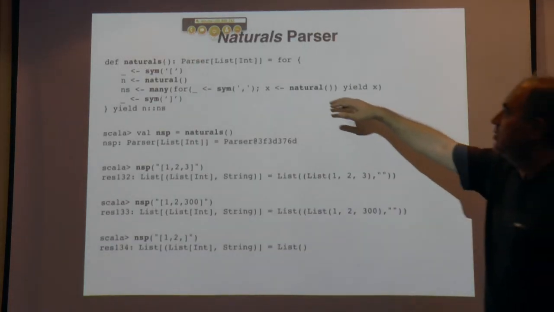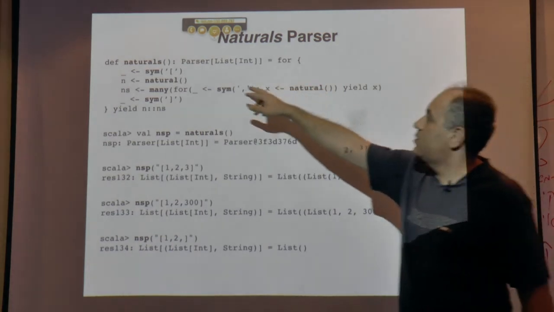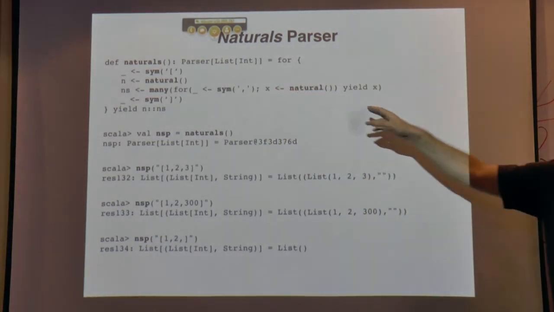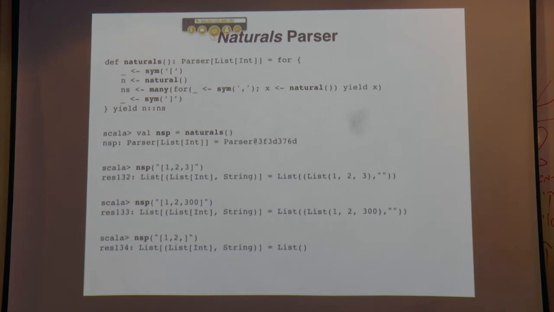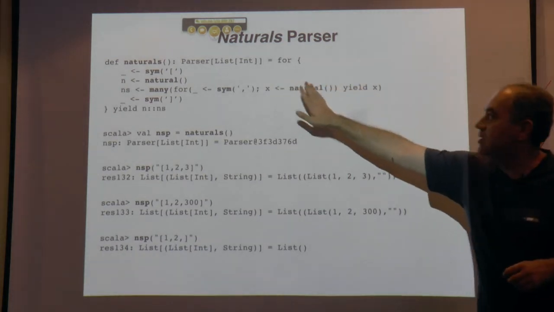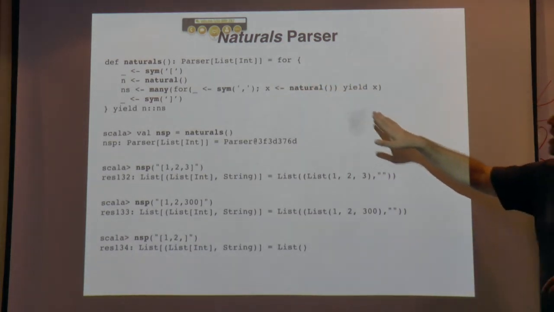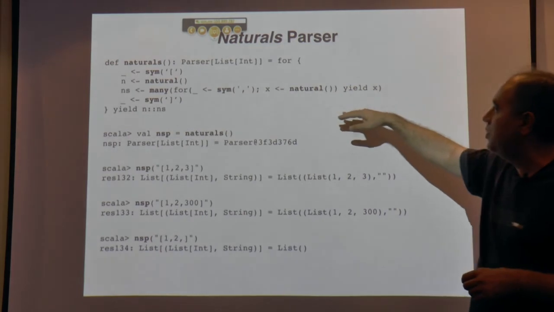So this parser, you remember that we wanted to parse a string in this format. And this is the parser. Okay, this parser returns a list of ints. This is the result type. It returns a list of pairs, but the result type is a list of int. And we do it with for comprehension.